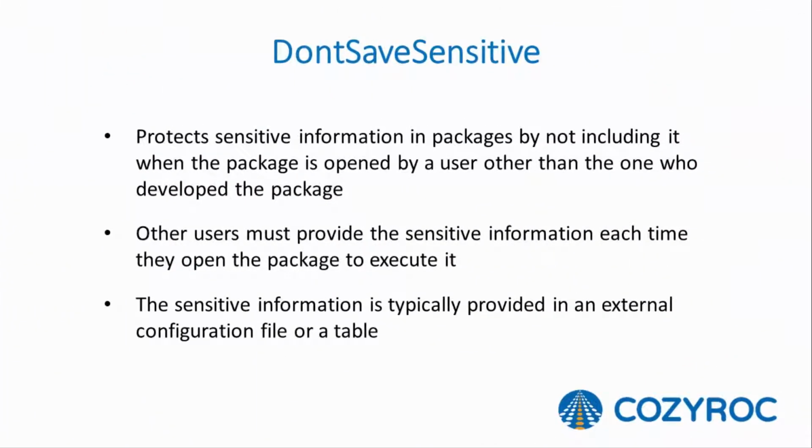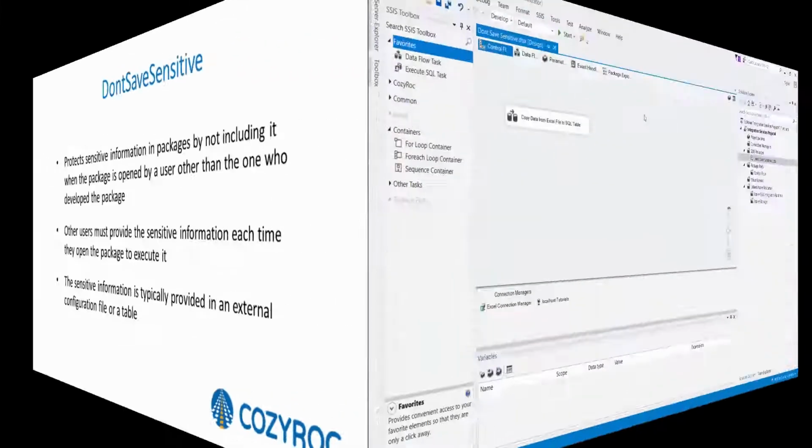The last setting we're going to talk about is called DontSaveSensitive. So the way that this setting protects your sensitive information is it doesn't save it in the package. So when another user opens the package, the sensitive data will not be there in the package. And they can still execute the package if they can enter the sensitive information themselves. This would typically be done by providing the sensitive information in an external configuration file or a table.